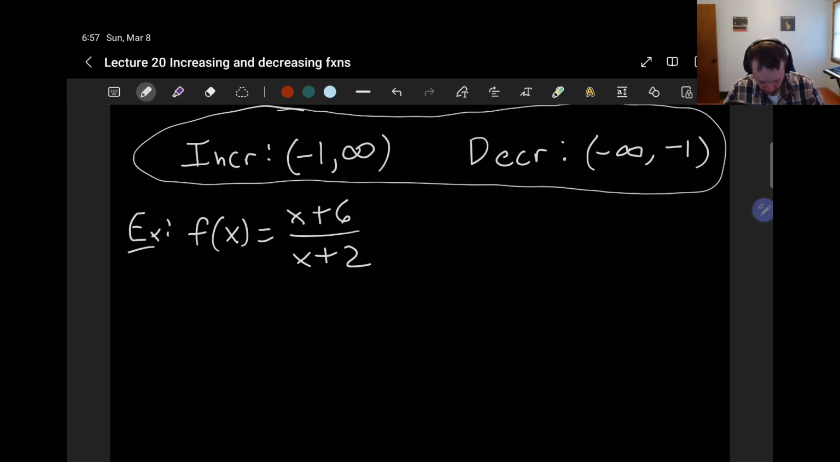An important thing to note is the domain of this thing. It's not quite all real numbers, is it? There's one thing I can plug in here which will make the denominator 0, and that would be very bad. That would be -2. So this is the domain of the function: every real number except for -2.